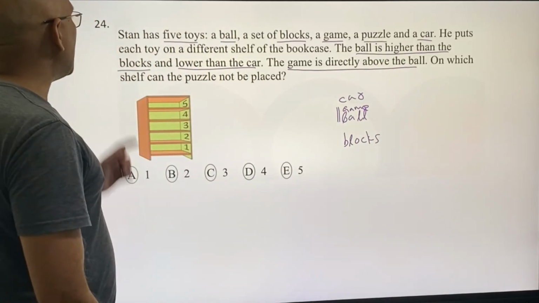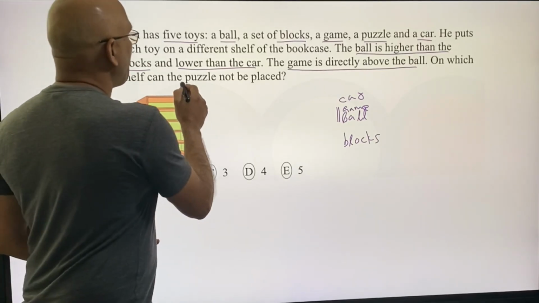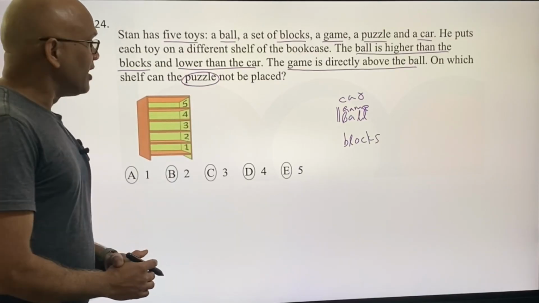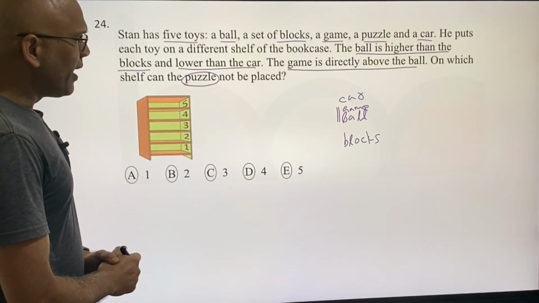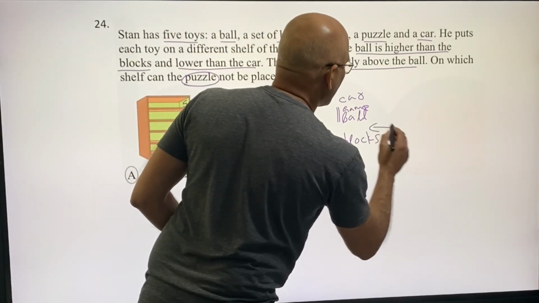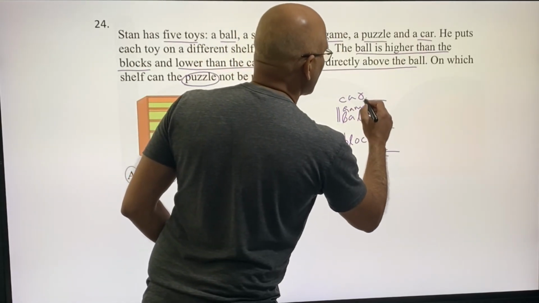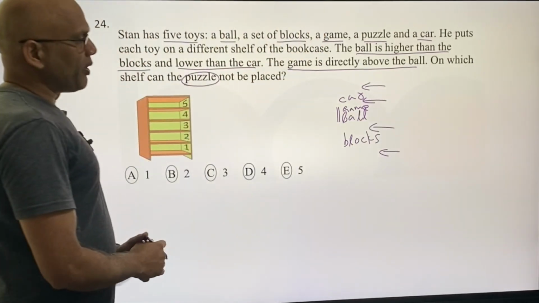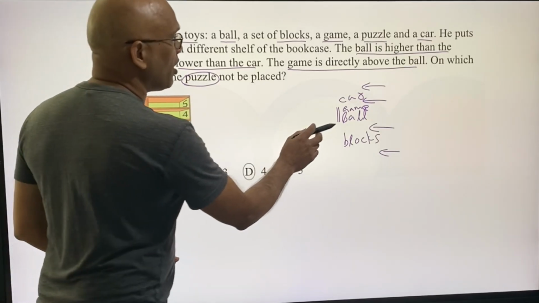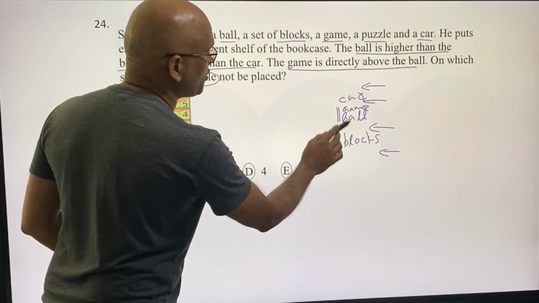On which shelf can the puzzle not be placed? There are 5 shelves. The puzzle can go here and here. It cannot go between the ball and the game because the game is right on top of the ball, but the puzzle can go here and here. So I can put the puzzle on 1. It's fine.